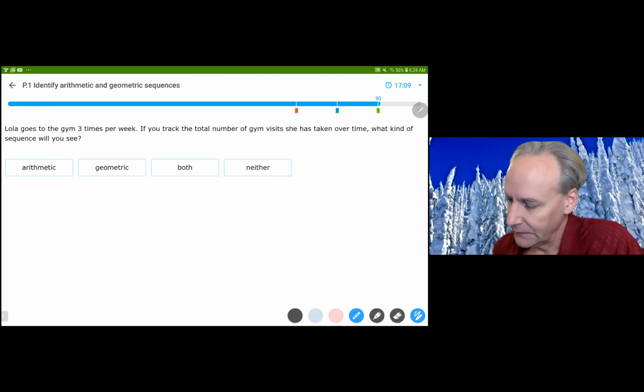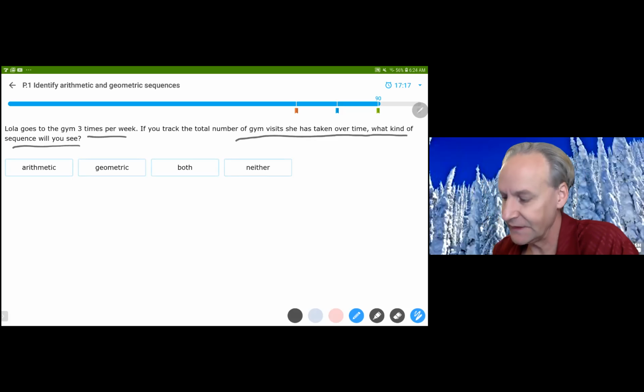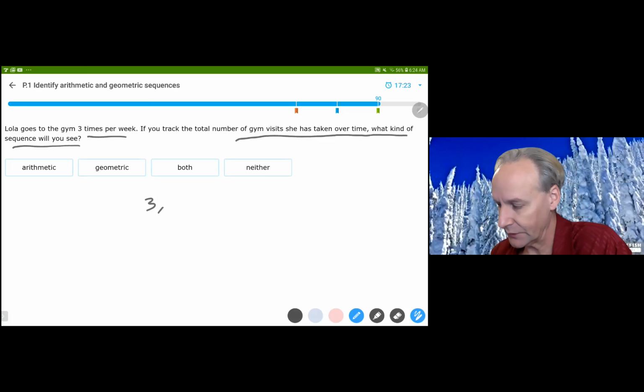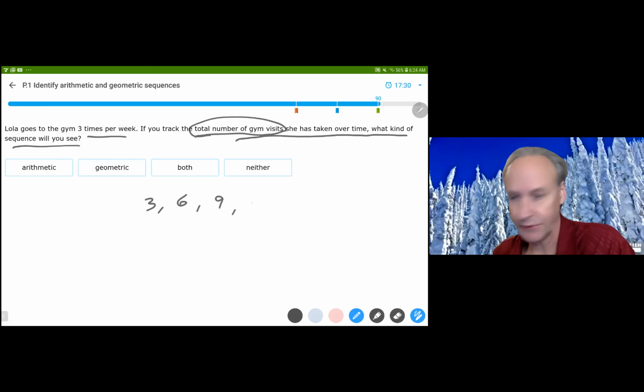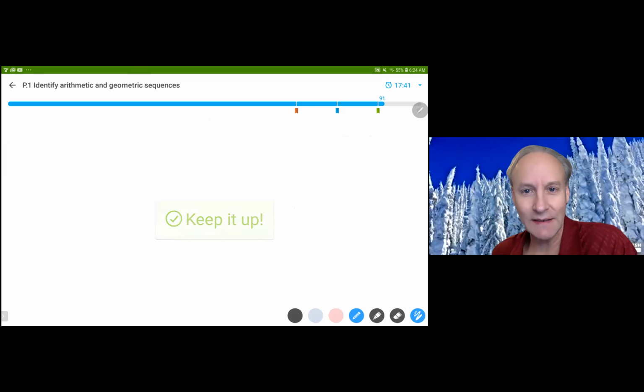Okay. Lola goes to the gym 3 times per week. If you track the number of visits she has taken over time, what kind of sequence will you see? Well, if you need to, you can write it down. She goes 3, and then you're supposed to track the total number of gym visits that she goes on. Then the next week it'll be 6, and the next one it'll be 9, and the next one it'll be 12. And hopefully she continues. And this is arithmetic sequence because it's increasing by 3 each time. They wanted to trick you with the word times, didn't they?